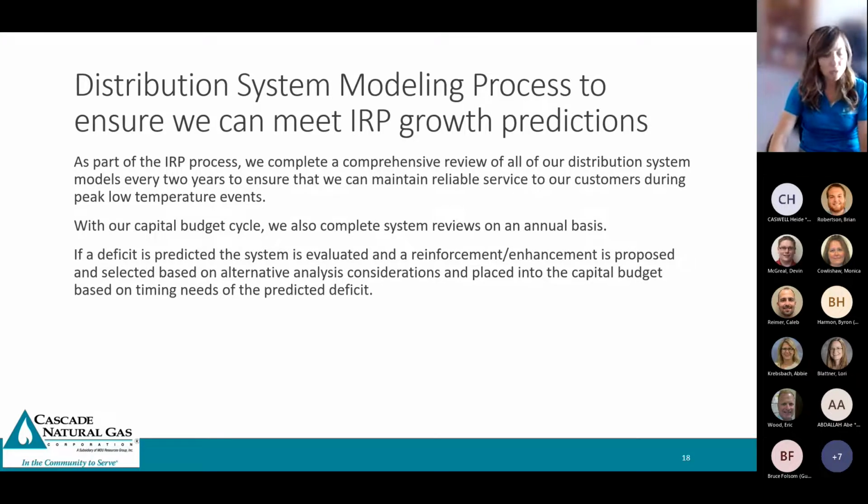In addition to that, every year we do a capital budget. Within our budget cycle, we also review all of our reinforcements on an annual basis. So anytime we have a deficit, we evaluate it and we'll propose a reinforcement.